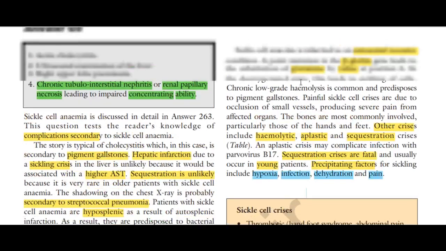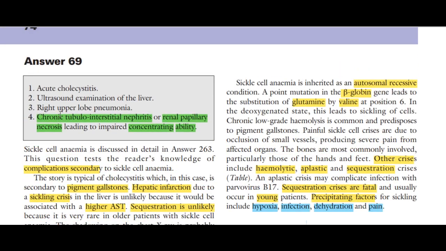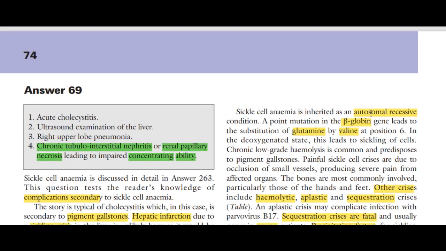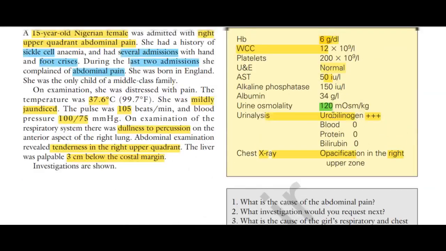And about the fourth question, chronic tubulointerstitial nephritis or renal papillary necrosis can impair the concentrating ability of the kidney. So we see this low urine osmolality, okay?